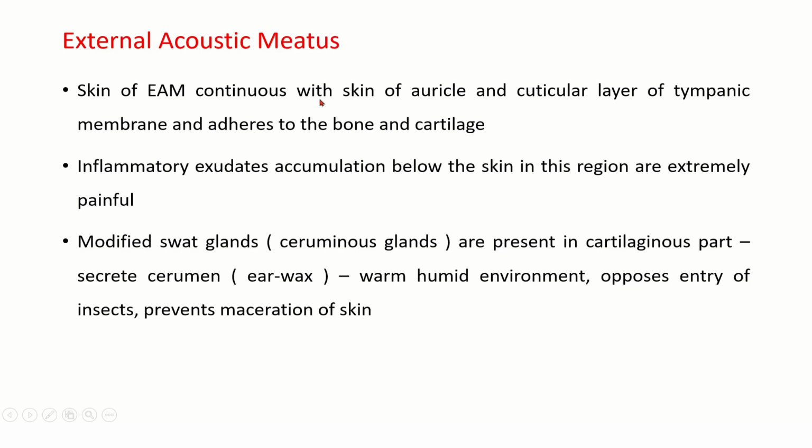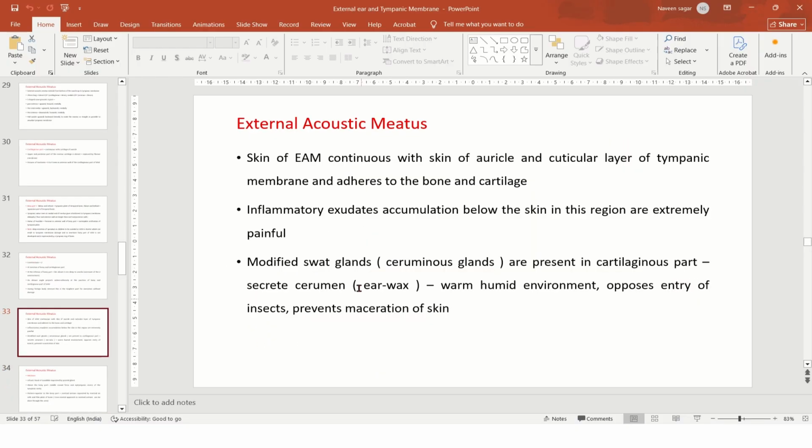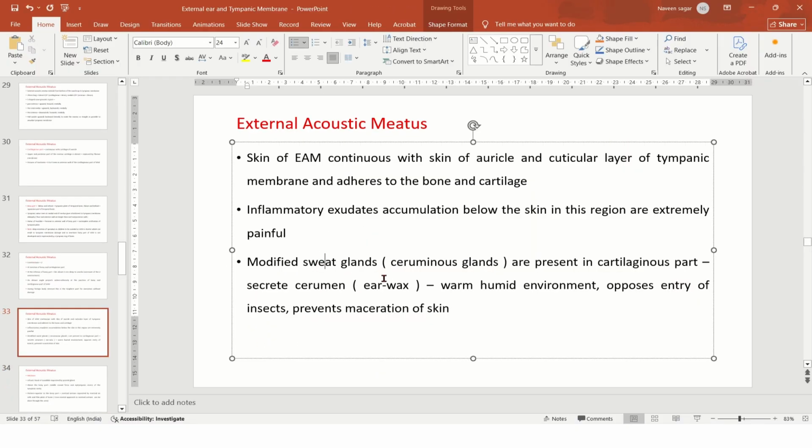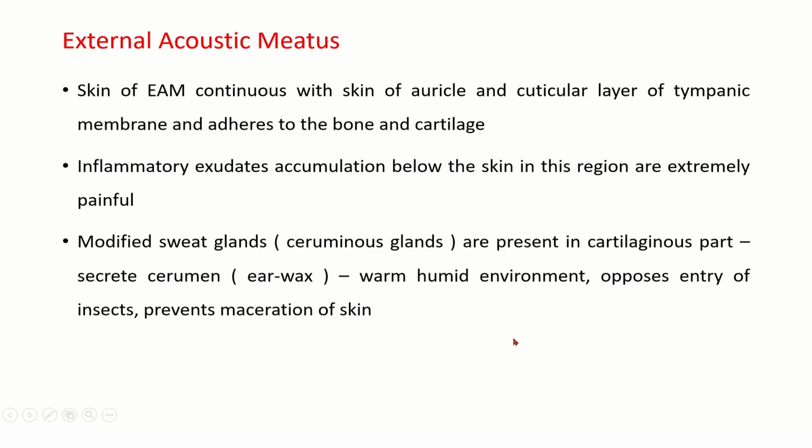The skin of the external acoustic meatus continues with the skin of the auricle as well as the cuticular layer of the tympanic membrane and adheres to the bone and cartilage. Inflammatory exudates which accumulate below the skin in this region are extremely painful because they create tension as the skin is adhered here. Modified sweat glands, the ceruminous glands, are present in the cartilaginous part. They secrete cerumen, also called earwax. It maintains a warm, humid environment, opposes entry of insects, and prevents maceration of the skin.